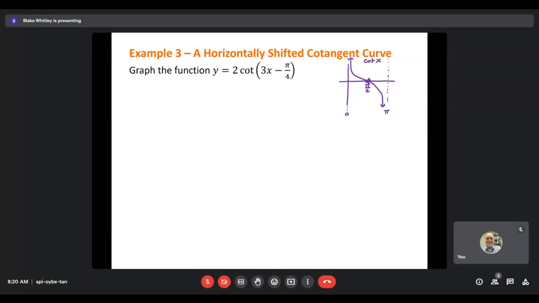Now, with the function that's given, remember, if there's ever anything inside the parentheses being multiplied by the x, the first thing we have to do is factor that out. So I'm going to rewrite this now as y equals 2 cotangent of 3 times, and then we're going to have x minus, and we need to figure out what that pi over 4 is going to become if we factor out a 3. So we're basically dividing pi over 4 by 3. So we have pi over 4 divided by 3. Remember, we can think of that as 3 over 1. So that's pi over 4 times 1 over 3. And so we actually get pi over 12 now.